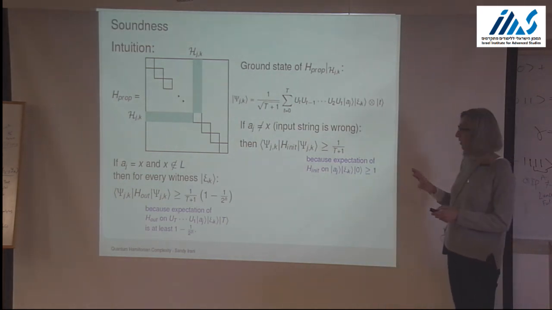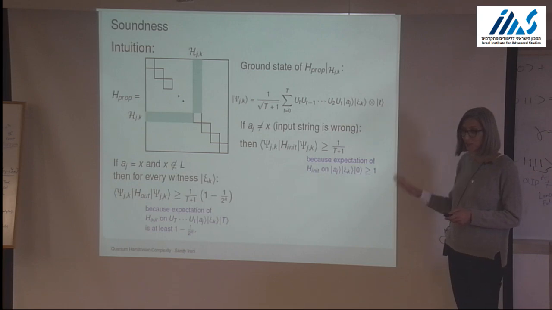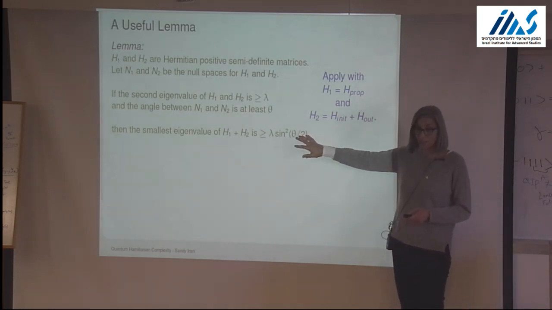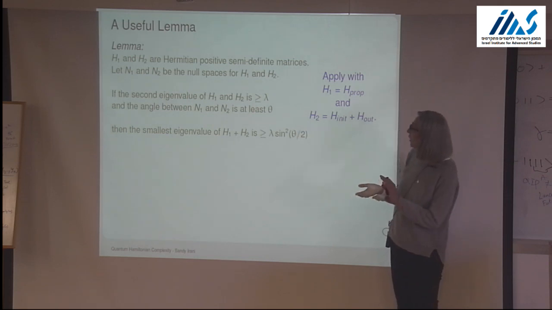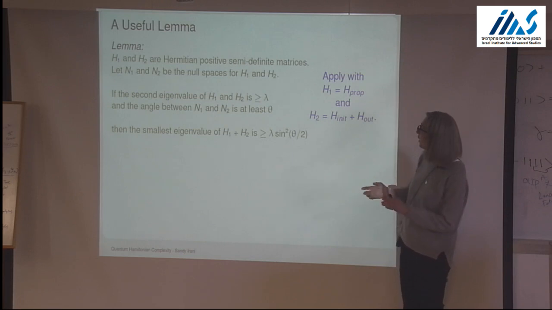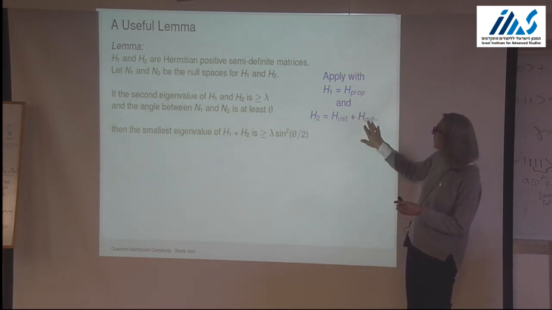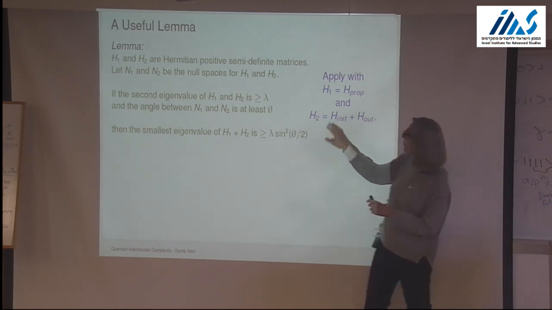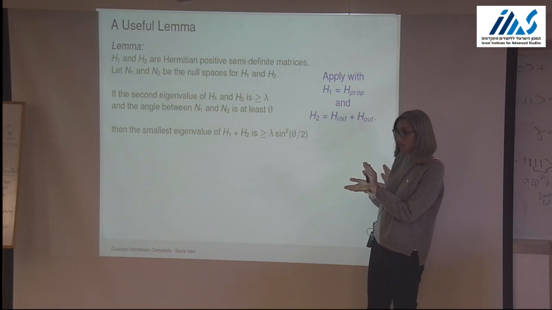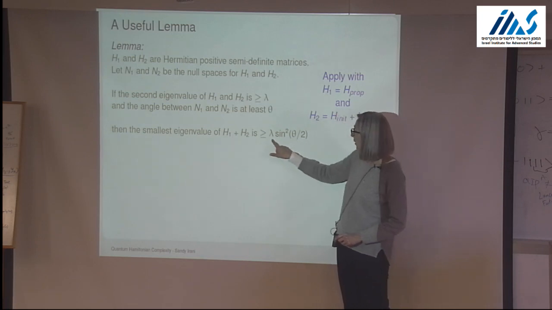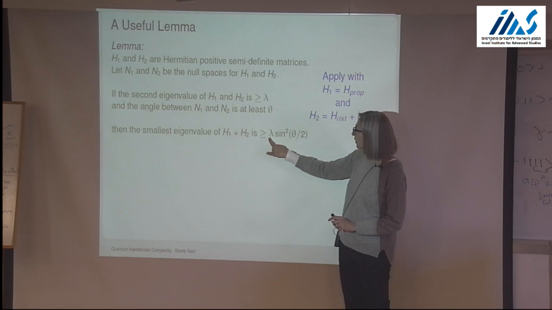So I'm going to leave the intuition here. I have like 6 or 7 slides working it out, but I don't think we have time for that. I'd like to move on to the unary clock. But the key lemma that Dorit was pointing to is that we have to argue something about the angle between the null spaces of these two Hamiltonians. We have H in and H out, which penalize inputs that are incorrect or rejecting outputs. We have H prop. We have to bound below the second lowest eigenvalue of each, and we have to argue that their null spaces have a good-sized angle between them. If that's the case, then we can lower bound the smallest eigenvalue of the sum by this relationship: the angle between the two null spaces and the lowest eigenvalue of each.